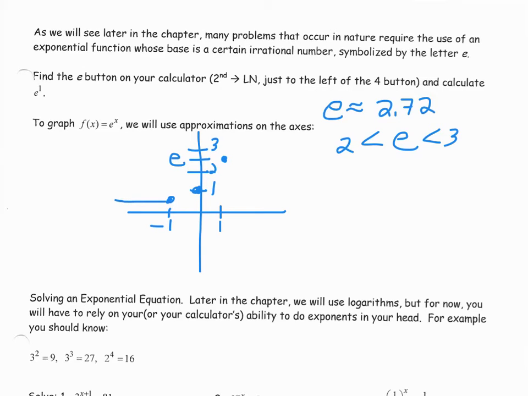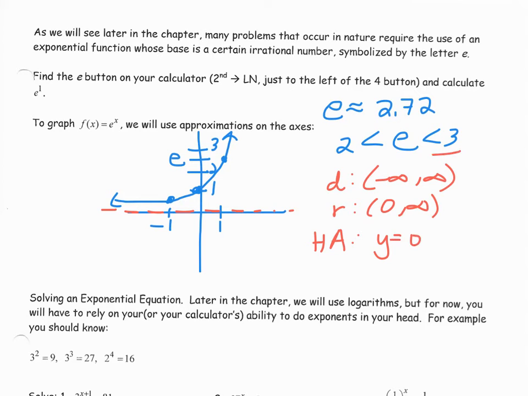Now, if you look at this one, it looks very similar to the 2 to the x and 3 to the x and all those other base graphs with the same horizontal asymptote. Now we have to answer the quiz questions. Domain is all real numbers. Range is 0 to infinity. HA, y = 0. So don't get so scared when you see an e on something. Just think it's between 2 and 3, so I can treat it the same way I would a 2.